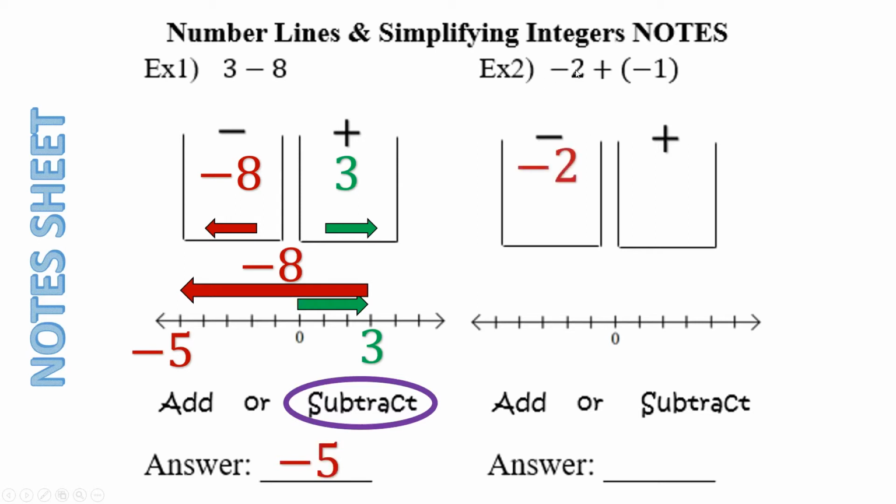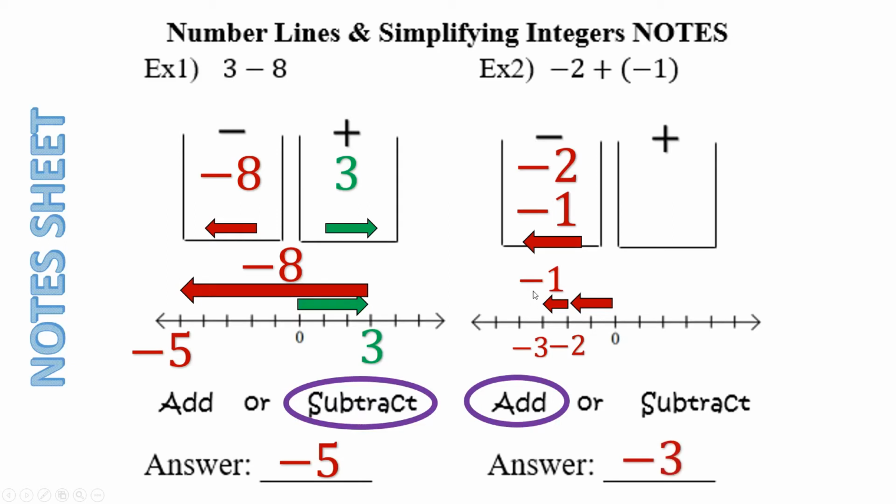Over here, we have a negative 2 and a negative 1. Starting at 0, we're going to go left 2, label it, go left 1 more unit, which is a negative 1, and therefore ending up at negative 3. We went left twice. They're the same sign, so you add them together and get the answer of negative 3.